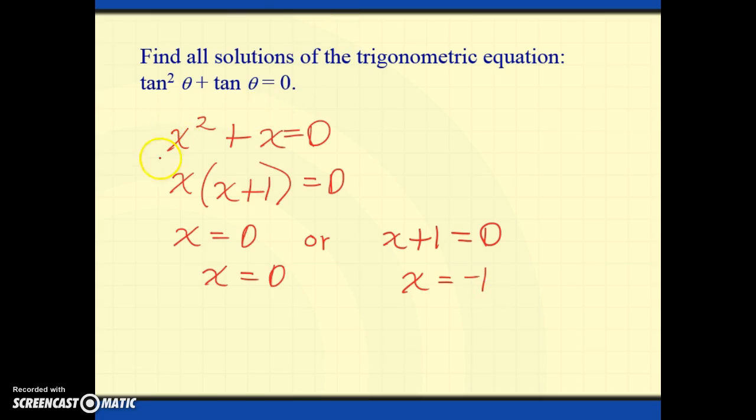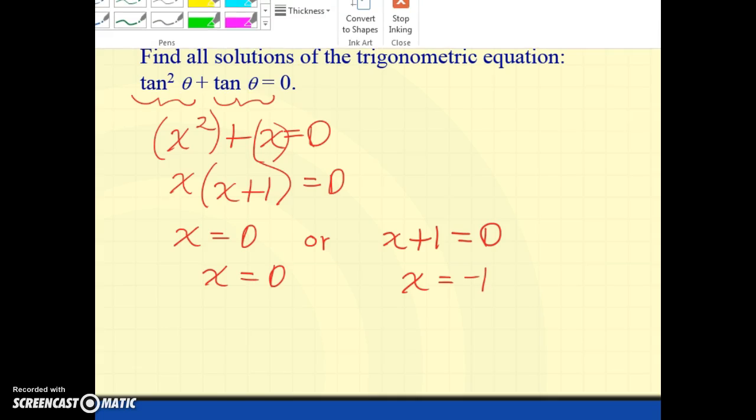We're going to use this kind of idea, even though it's not x squared and x, it's tangent of theta squared and tangent of theta. Let me find a different color here so we can follow what I'm doing.